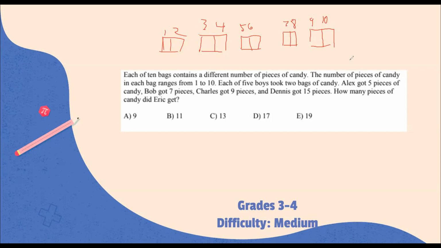So there are 5 boys, and each of them took 2 bags of candy. So that means that Alex got 5 pieces of candy, Bob got 7, Charles got 9, and Dennis got 15. So how many pieces of candy did the last guy, Eric, get?